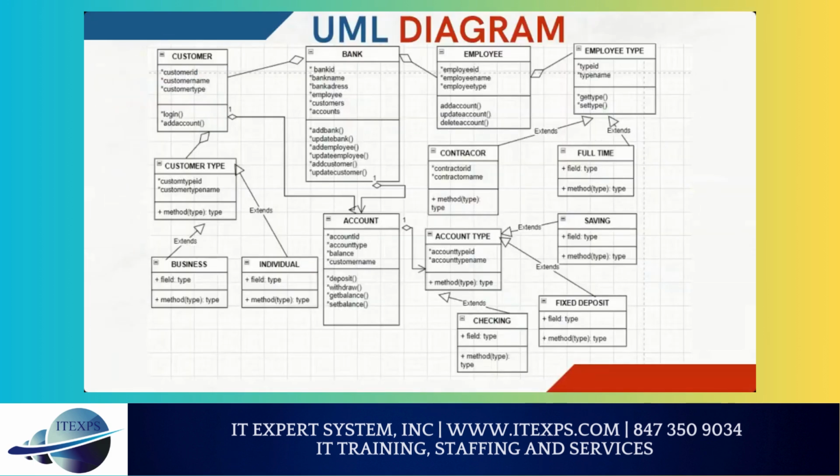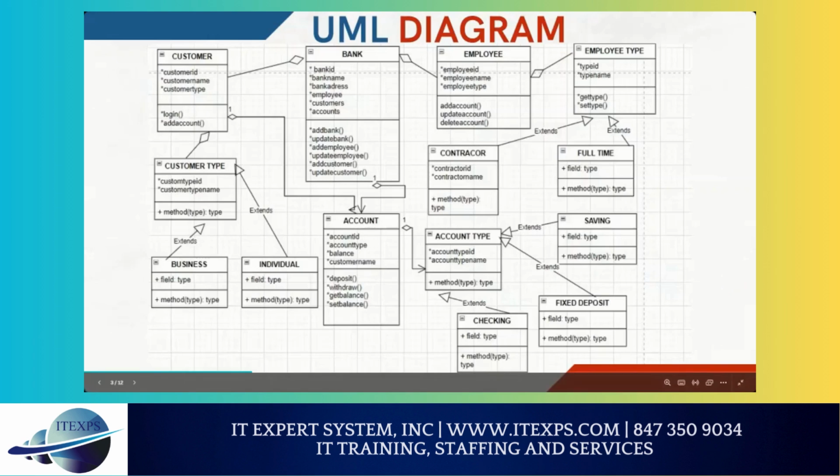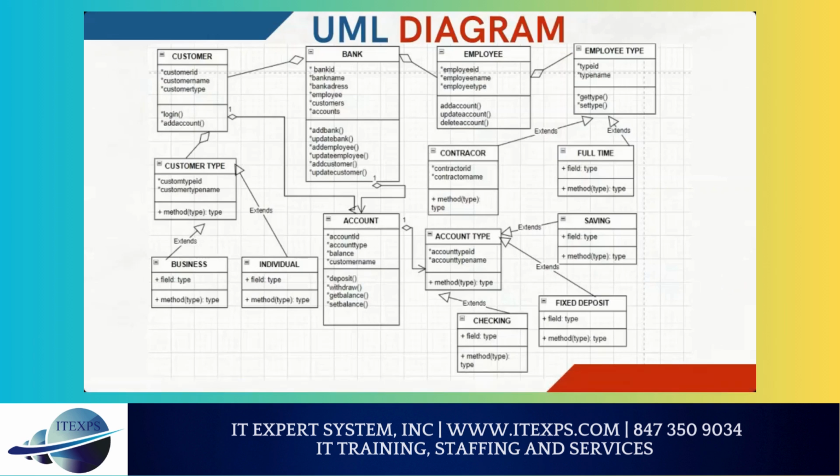The UML diagram presented here is the comprehensive architecture of our banking management system. It includes the key classes such as customer, bank, employee, and account, and their respective subtypes. We created the UML based on 13 classes, using NetBeans. Each class describes the attributes and methods, illustrating how they interact and depend on one another.